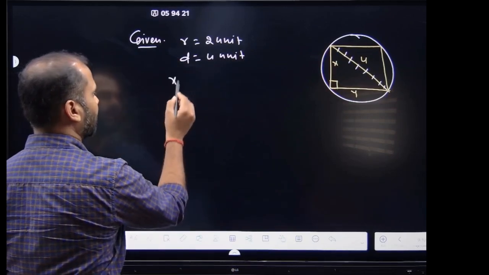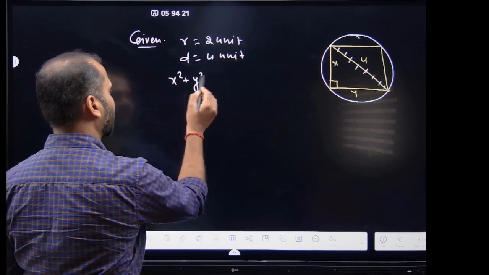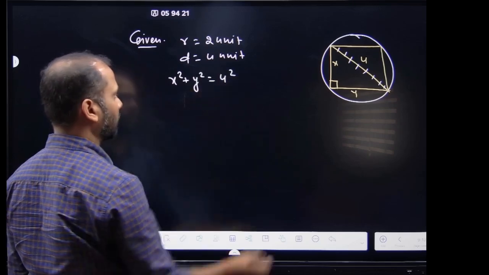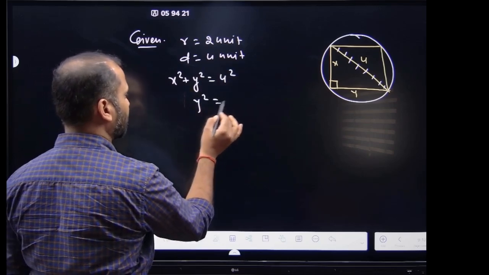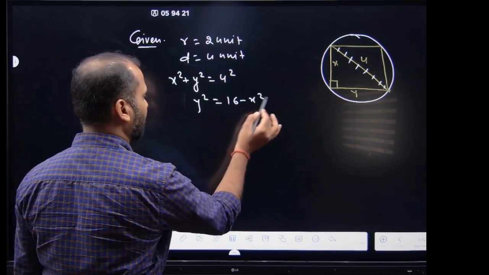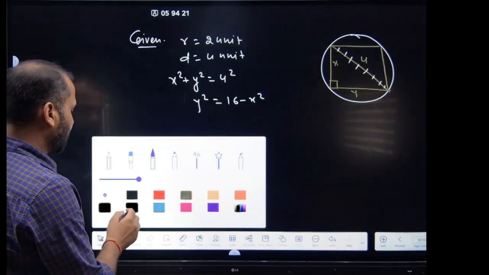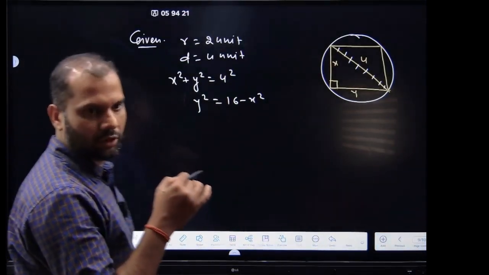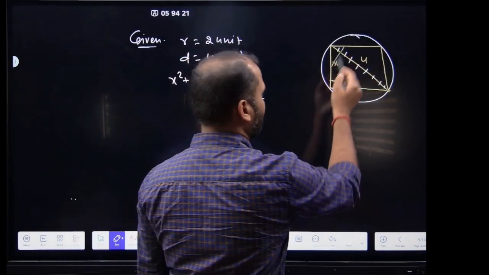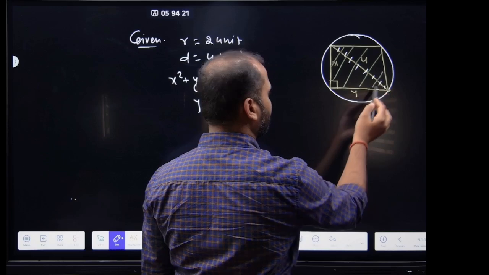So from here I can write x square plus y square, applying the Pythagoras theorem, equals 4 square. From here, y square, what can you write? 16 minus x square, correct? What we have to maximize or minimize is the area of the rectangle, correct? So how do we calculate the area of the rectangle?